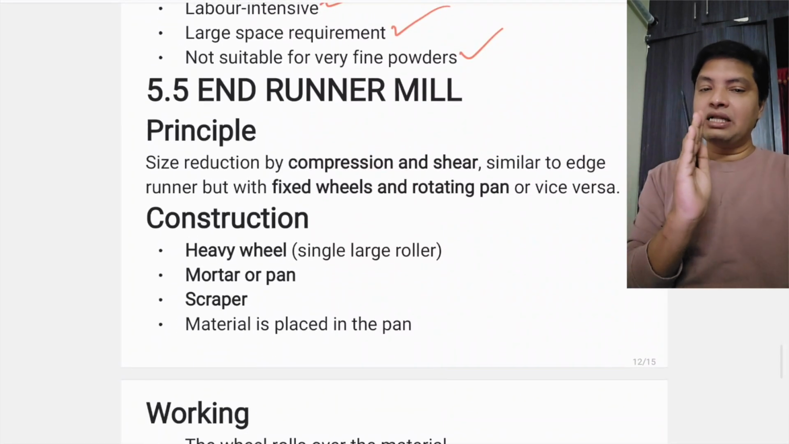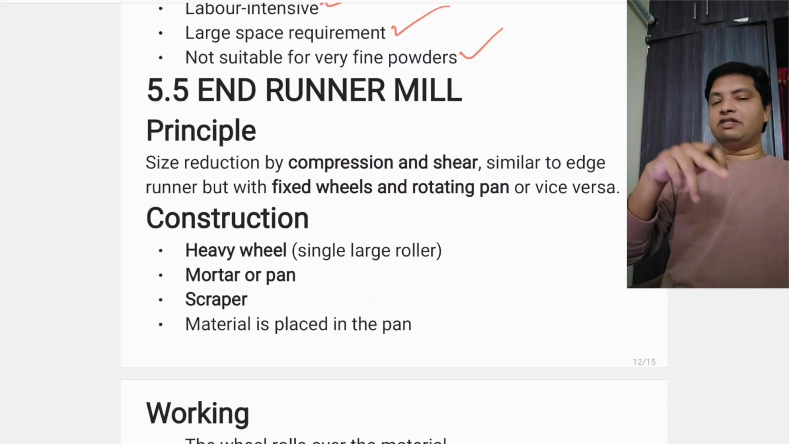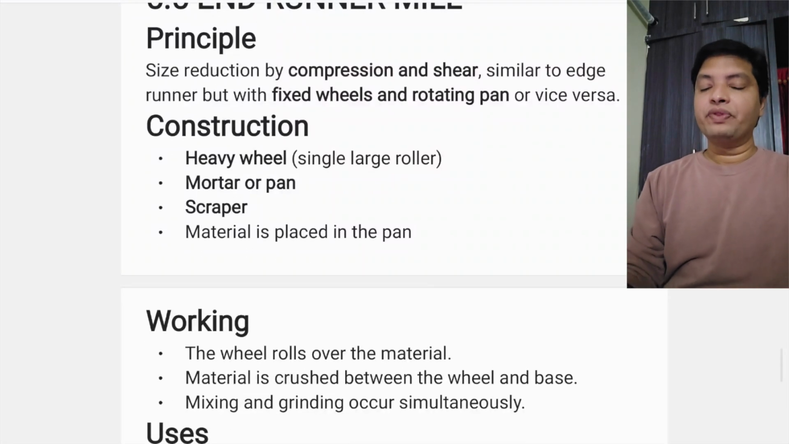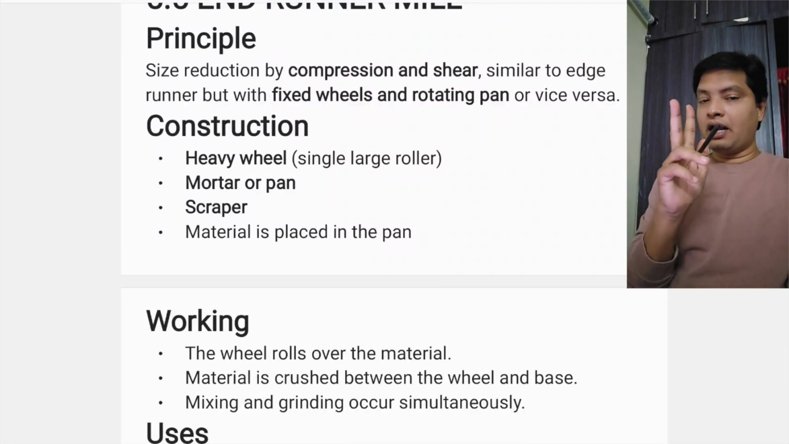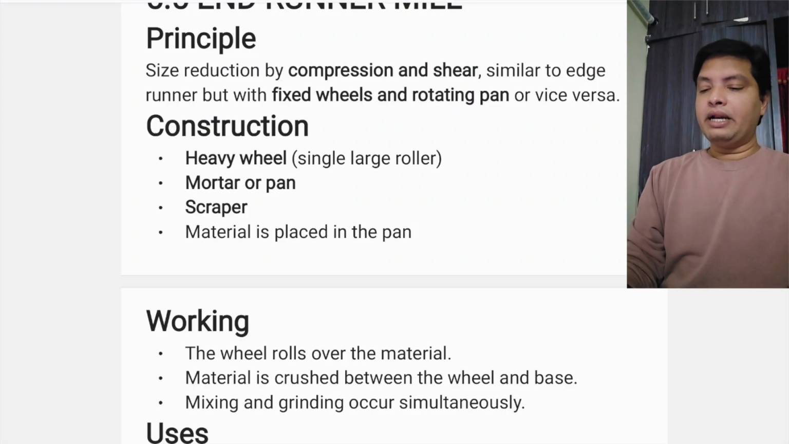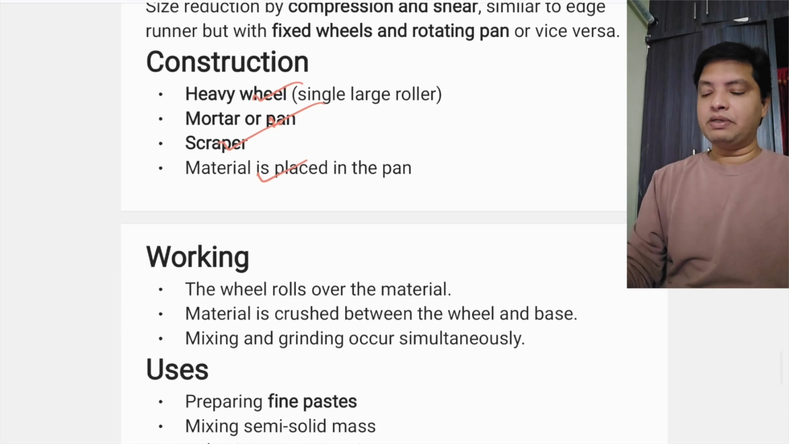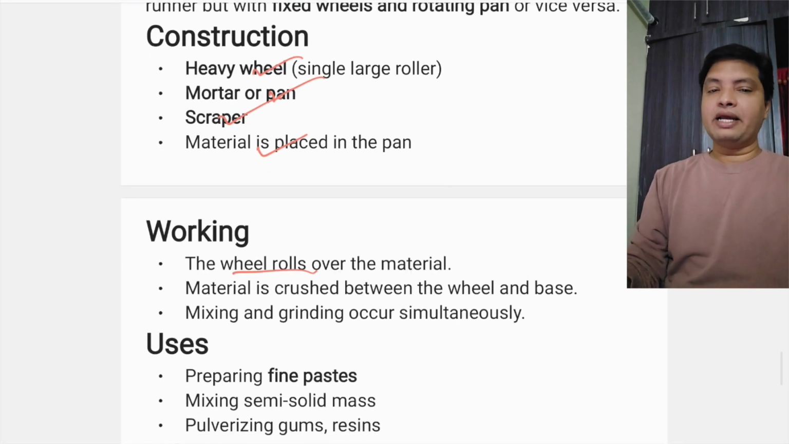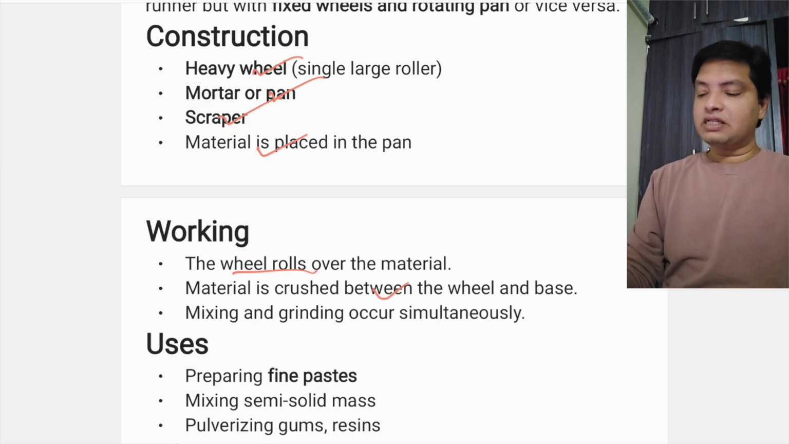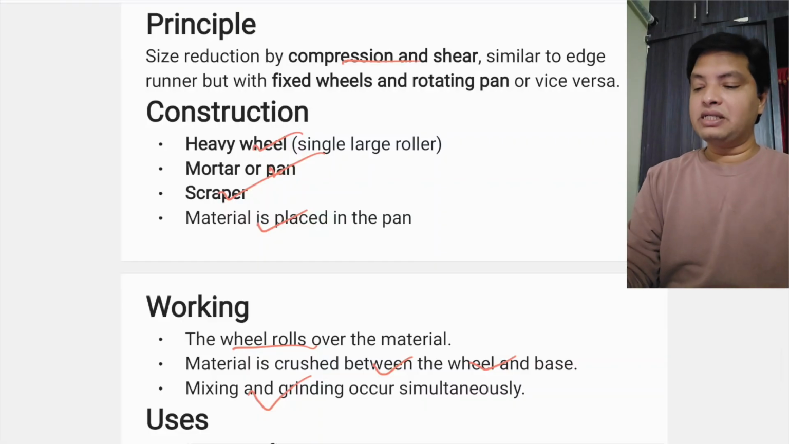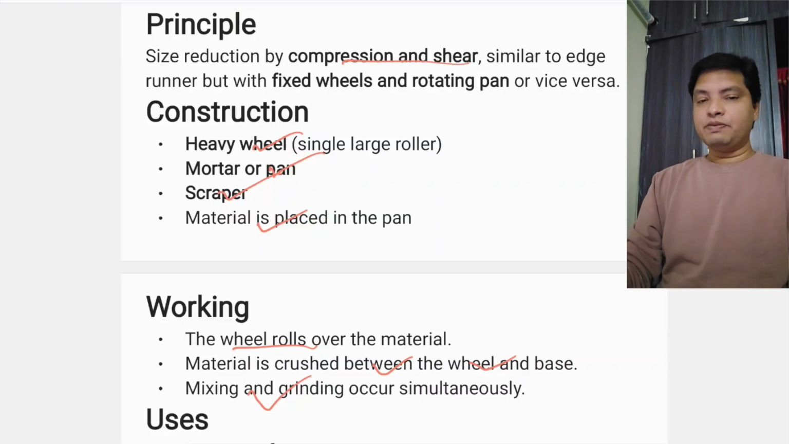End runner means at the end there will be a runner. Here at the edge we have a runner, at the end there will be a runner. So construction: end runner has one wheel, edge runner has two wheels, remember. End runner has one heavy wheel, motor, pan, scraper and material is placed. How does it work? That wheel will rotate against the wall. Material is crushed between the wheel and the base. Then mixing and grinding occur simultaneously. Here the principle is compression and shear.